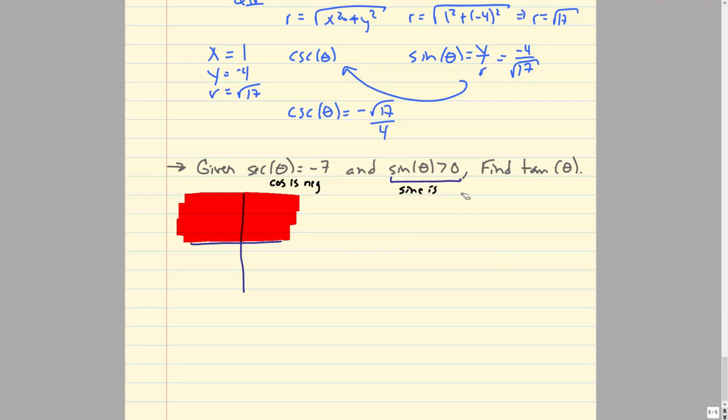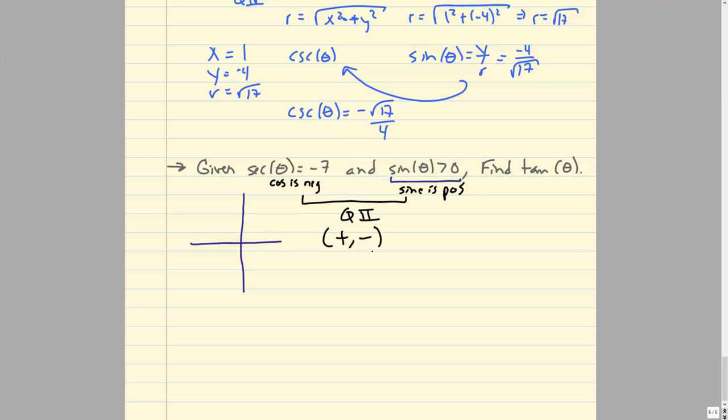Oops, this is wrong. Sine is positive. So sine is positive, cosine is negative. If I look at my graph, that only overlaps right here. This is where sine is positive and cosine is negative. So based on this information, I know that I'm in quadrant 2. So these two pieces of information together mean quadrant 2. So x is negative, y is positive.